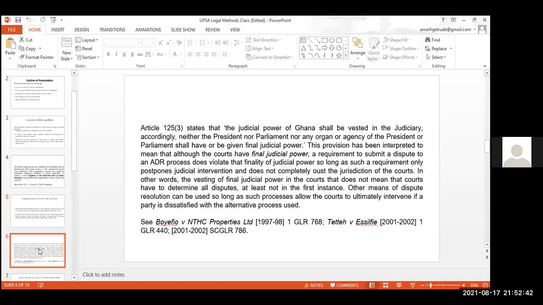Okay, so with that understanding, I believe that we can proceed. Now, some people have argued that ADR is possibly one of those ways that judicial power is taken away from the courts, and in their opinion, this concept of ADR may not be legal or should not be recognized by law. But that indeed is not the case. I'd want you to look at the cases of Boyefio and NTHC Properties Limited. A similar principle is also found in the case of Tete and Esilfie.